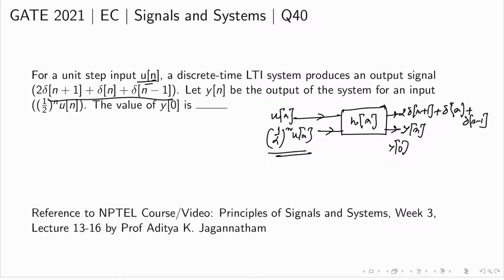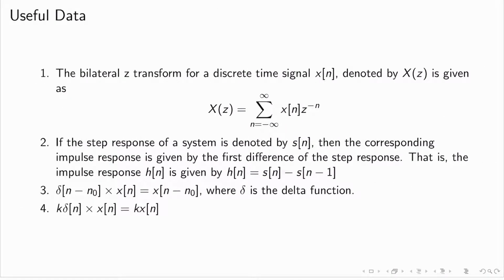So this is given in our useful data. Number one, the Z transform of a discrete time signal x[n] is denoted by X(z) and is given by X(z) = summation from n equals minus infinity to infinity of x[n] z^(-n). Second, if the step response of a system is denoted by s[n], then the corresponding impulse response is given by the first difference of the step response, that is, h[n] = s[n] - s[n-1]. And third, δ[n-n0] convolved with x[n] is equal to x[n-n0], where δ is the delta function, and kδ[n] times x[n] is equal to kx[n], right?